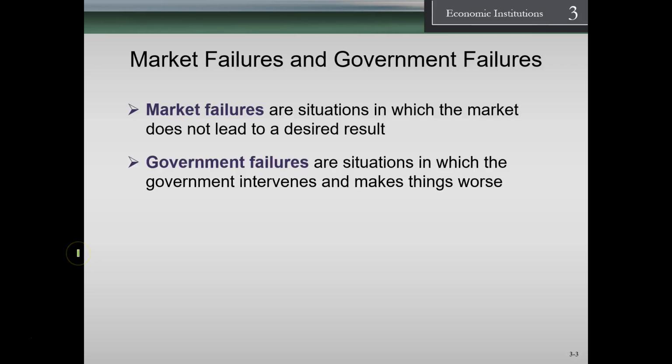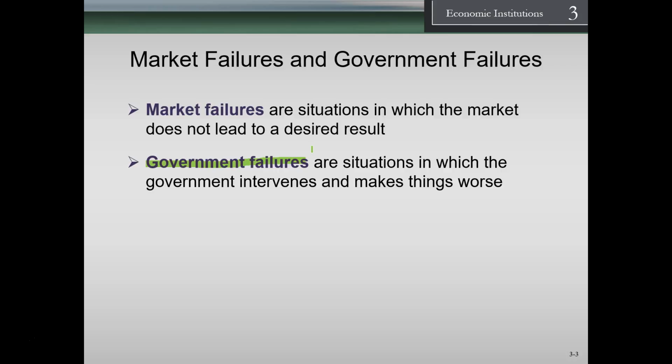Government failures are situations in which the government intervenes and makes things worse. We have many examples of the government, with good intentions, going into a market and making things worse. And so that's not what we want to happen either. So when there's a failure in the market, or we have a perceived failure in the market, the question is, how can we deal with that? When should the government go in and fix it? When should the government maybe stabilize their rules and regulations and allow the invisible hand to work itself out?